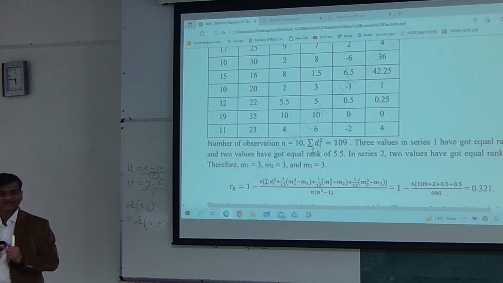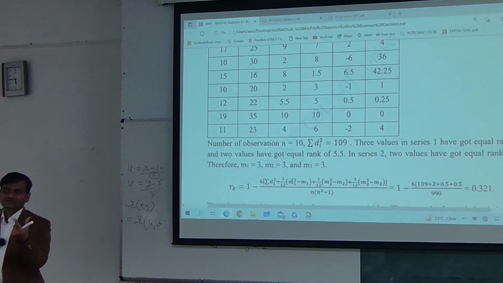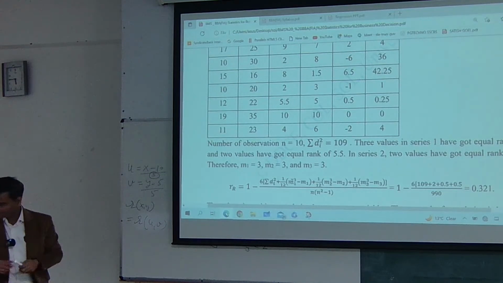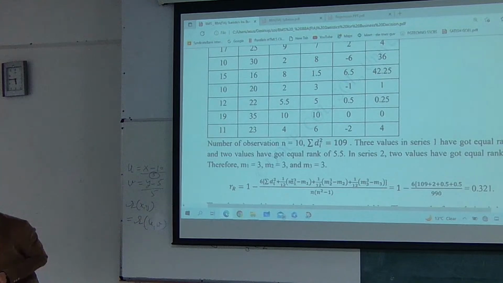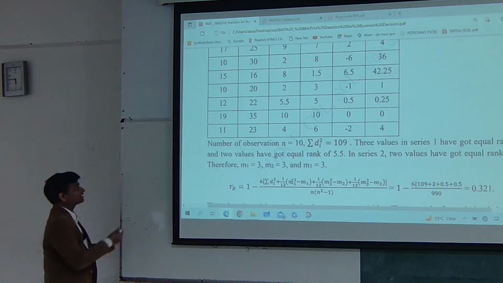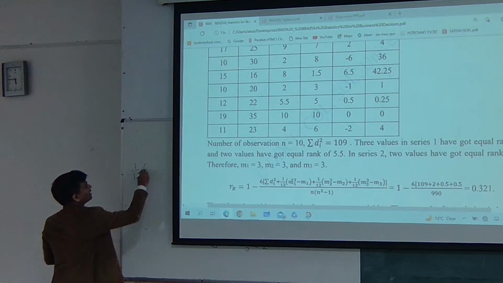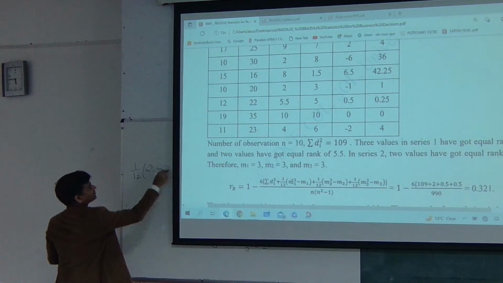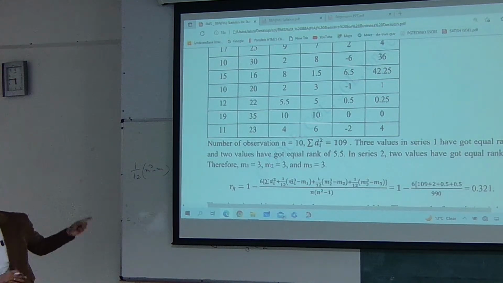In the modified formula, whenever there are tied ranks, now you have to do some adjustment, a correction. You can see the correction factor is always 1 by 12 (m³ minus m) for each tied rank. Now what is m? m is the number of times the rank is tied.